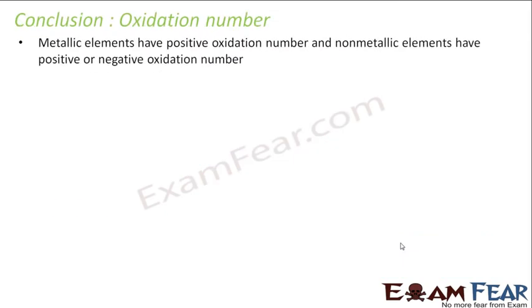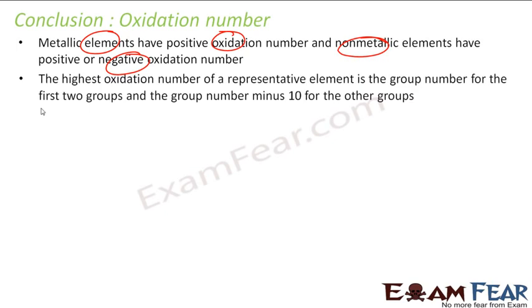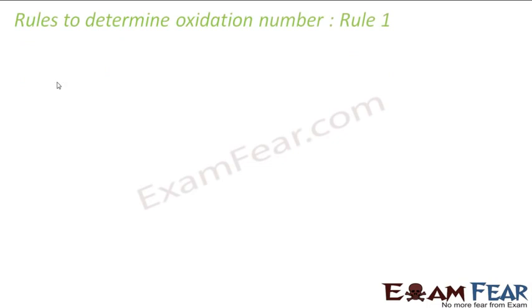And there are some conclusions also for oxidation number. Most metallic elements have positive oxidation numbers, and non-metallic elements have negative oxidation numbers. We'll discuss this in the next few slides, so please be patient. And the highest oxidation number of a given element in a group is nothing but group number minus 10. We'll discuss these two in detail. So we'll talk about rule number 1. The memory tip was free image of human face, right?